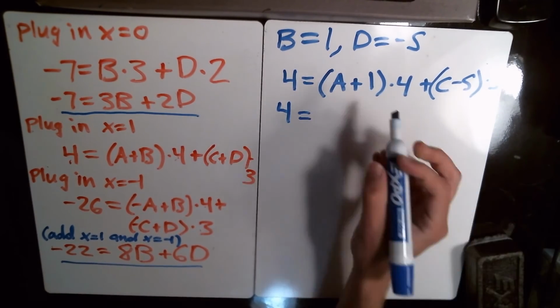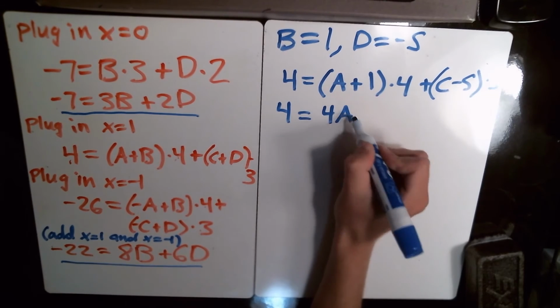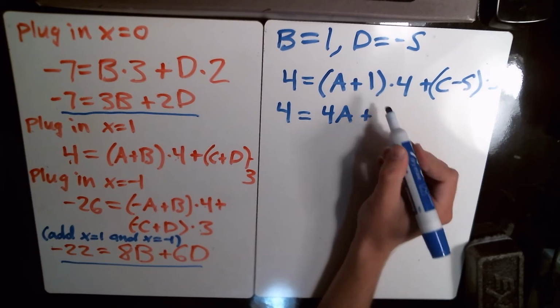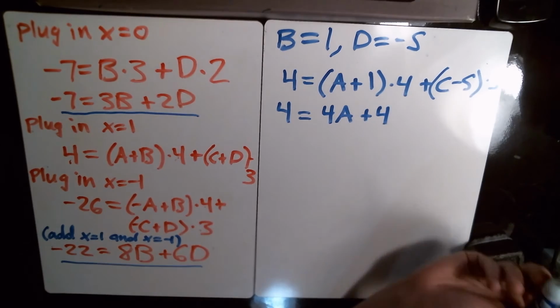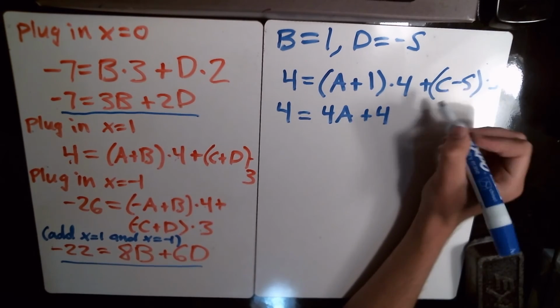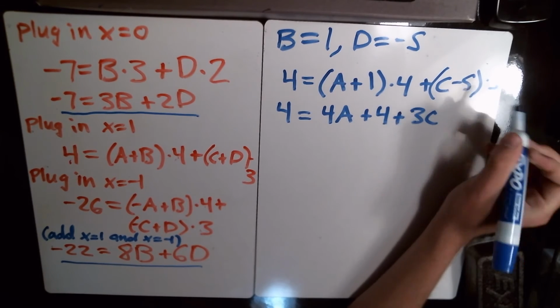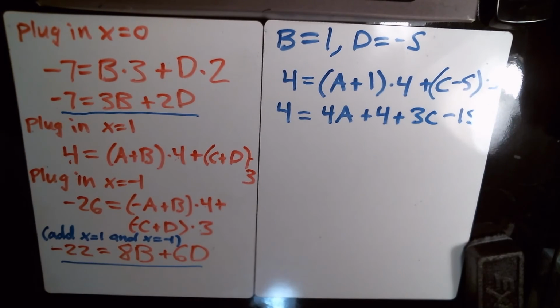We get 4 equals 4a plus 4, and then 3c minus 15.